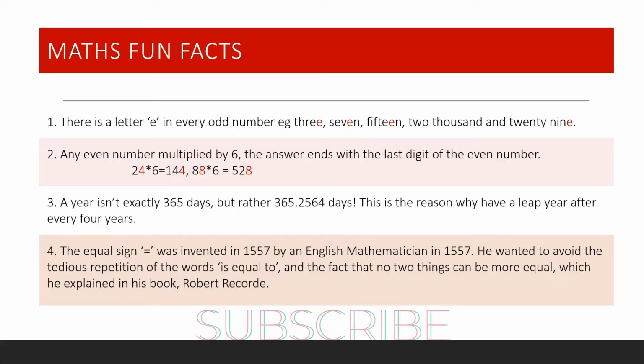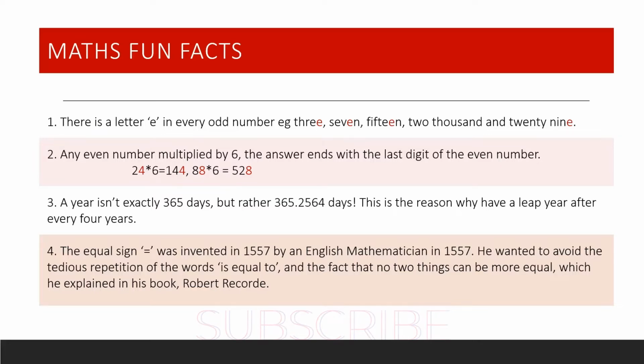And then the second fact is that any even number multiplied by 6. If you take any even number and multiply this by 6, again the first thing here is to understand what is an even number. An even number is defined as any number that is divisible by 2. So this is like the opposite of an odd number. We said an odd number is any number that cannot be divisible by 2, and on the other side, an even number is any number that can be divisible by 2.